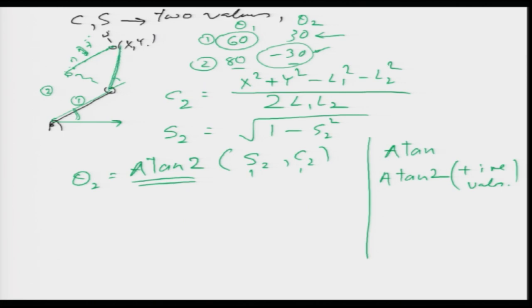And that is what makes it important that we do not take the cos inverse here, but convert to sine and then from sine we use the special function atan2. Next, we need to find the solution for theta 1, which we can find geometrically or by using algebraic substitution.